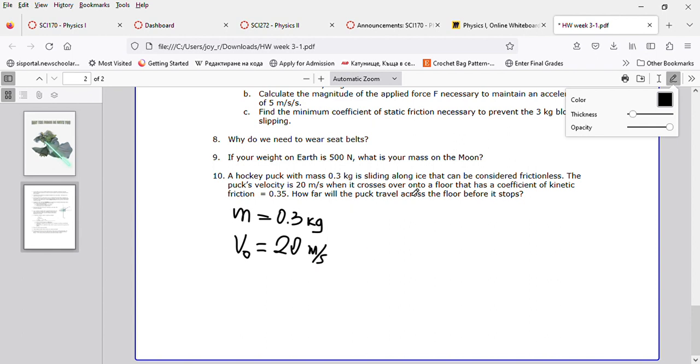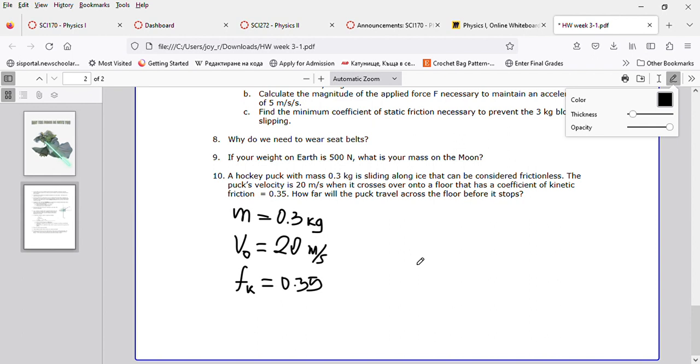Okay. When it crosses over onto a floor that has a coefficient of kinetic friction 0.35, now a friction force appears. So the friction coefficient is lowercase mu, and here k for kinetic, equals 0.35. Now the friction coefficient doesn't have units, so you shouldn't be concerned.